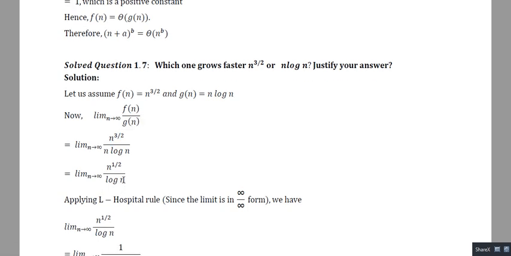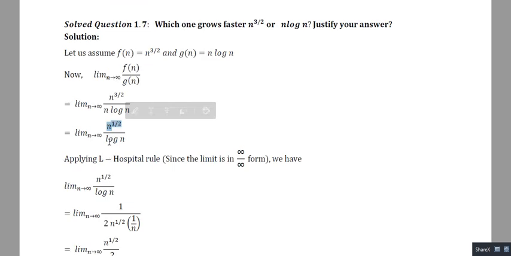Now in mathematics you might have studied that this limit is in the form of infinity by infinity. So we cannot substitute the limit value here, because these are called indeterminate forms, like infinity by infinity or 0 by 0. We cannot evaluate them directly. So for that we have a formula called L'Hospital's rule, in which we take the differentiation of both numerator and denominator.